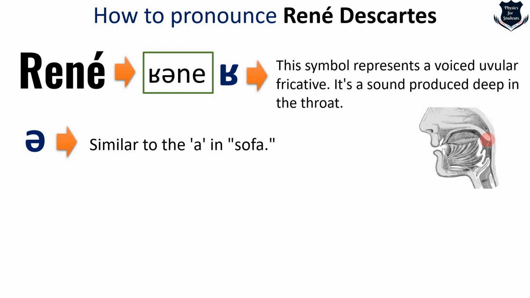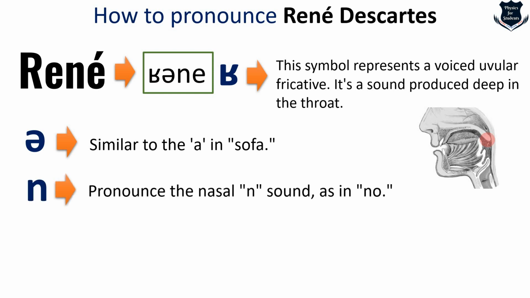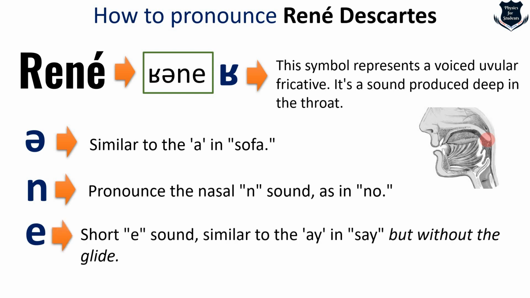Then this one is similar to the A in sofa. So R, and then N. But this N has a nasal sound. So just as in English, no, na, but it is pronounced with a nasal touch. So you have to touch your nose, na. And then this E comes just similar to a short E, but without that glide. It is not a long E, it is just E. So again you can repeat it as Rene.